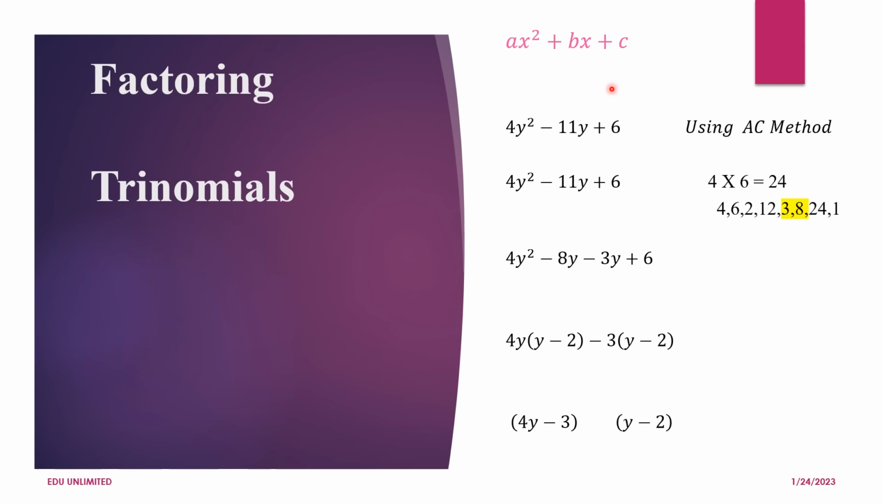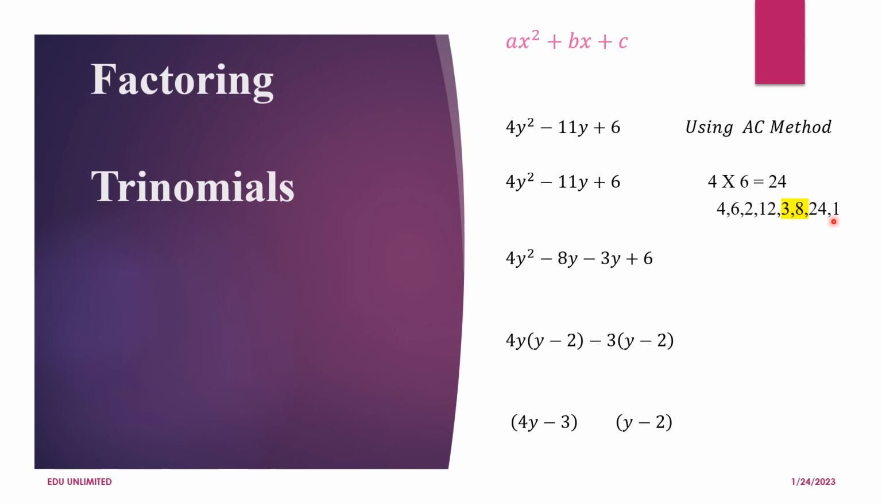And so in factoring this expression, 4y squared minus 11y plus 6, we multiply a by c, which is 4 multiplied by 6. 4 multiplied by 6 gives us an answer of 24. And then we pull all the factors of 24. Let us go by looking at the cursor. 4 multiplied by 6 is 24. 2 multiplied by 12 is 24. 3 multiplied by 8 is 24. And 24 multiplied by 1 gives us 24.